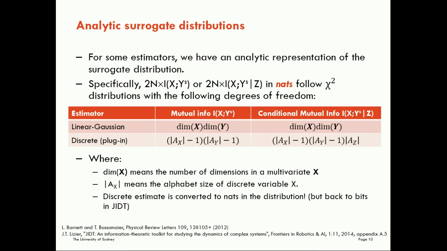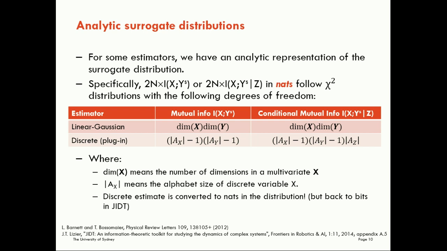Here, in the maths that I've shown you, the dimensionality of x and y, dim(x) and dim(y), simply means the number of dimensions in each of those multivariates. So as our variables become higher and higher dimensional, we get more of a spread in our surrogate distribution.